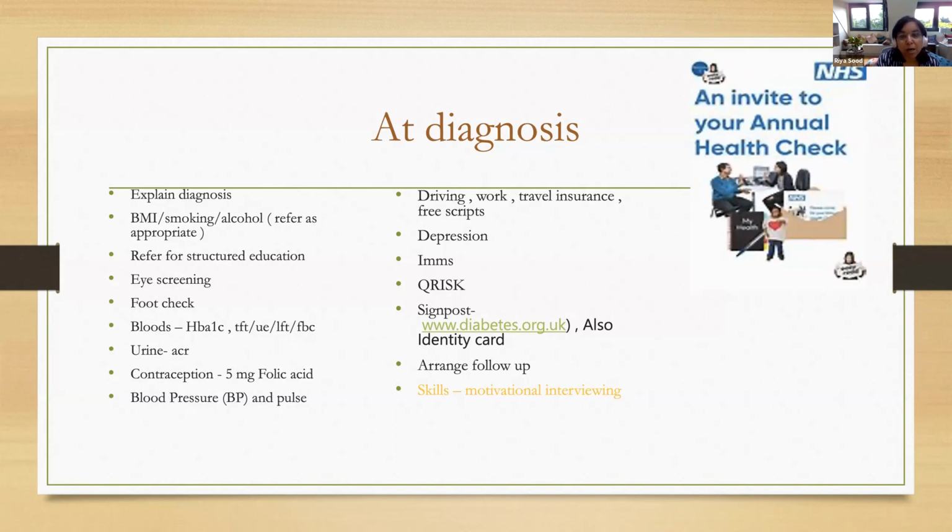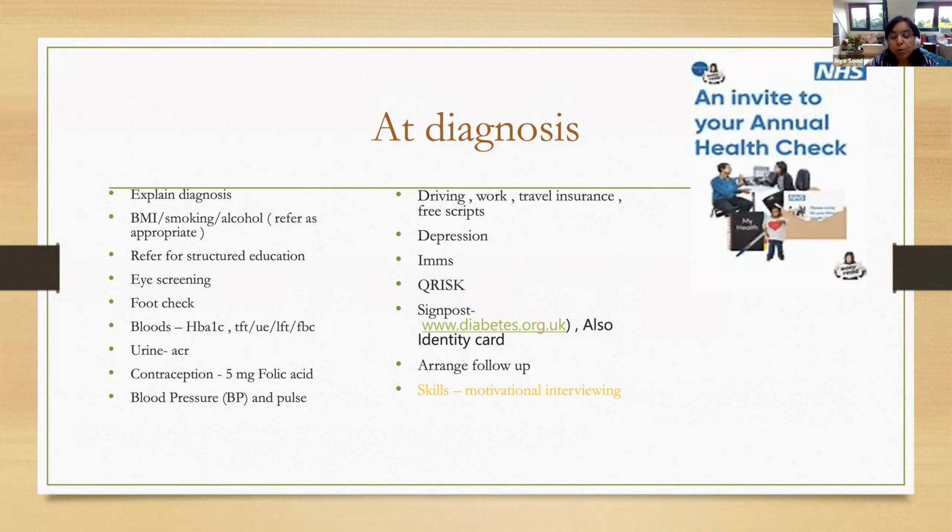Just ask that question: are they planning pregnancy? If they are, make sure you let the clinician know, so they're put on 5 milligram of folic acid, okay? You do a blood pressure, you do a pulse. I'm telling you pulse because atrial fibrillation, again, is associated with diabetes, and we need to increase the prevalence detected. So check the pulse for irregularity.